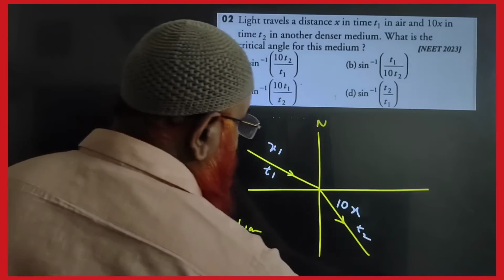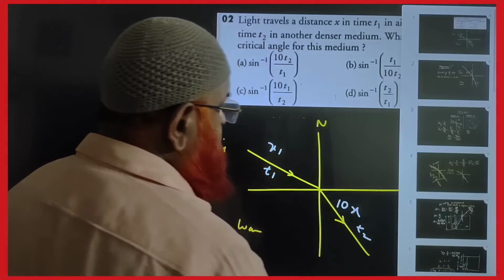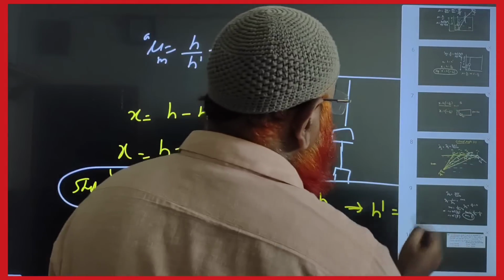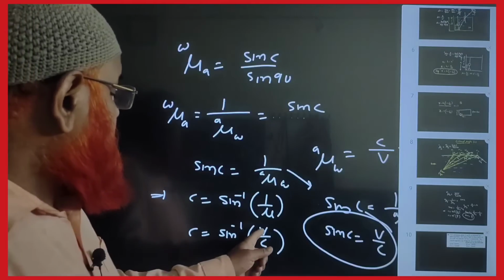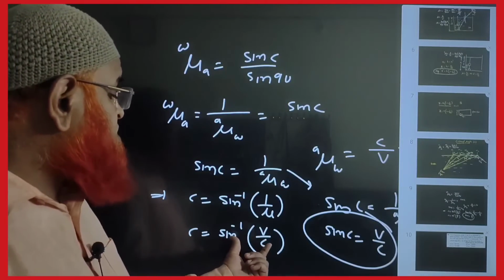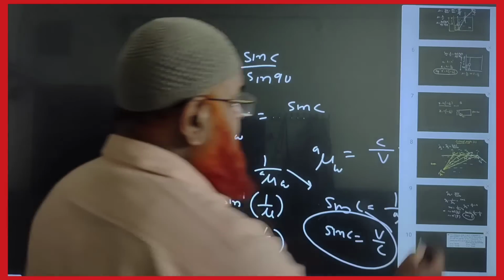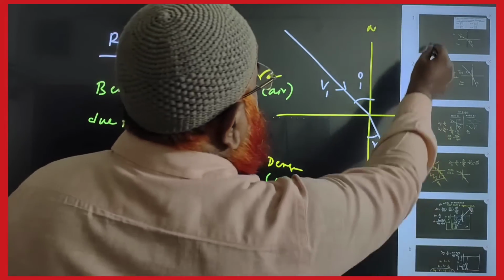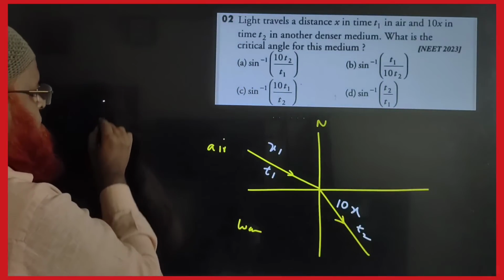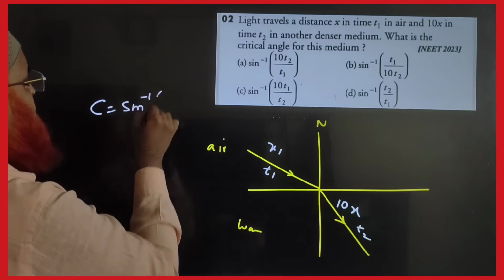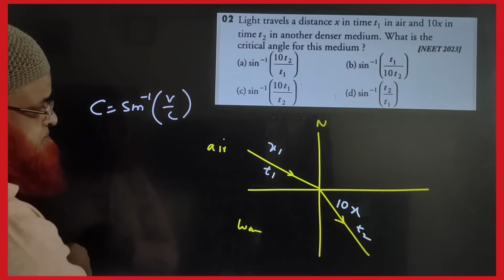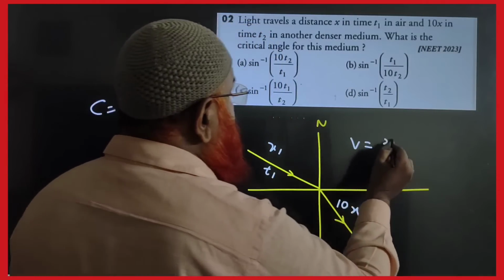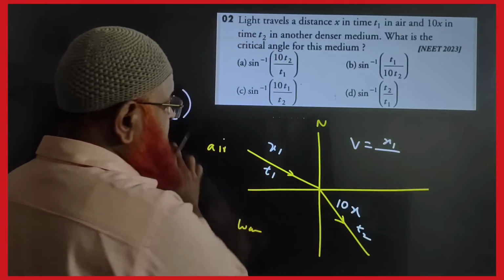What is the formula of critical angle? Just now I told you. C is equal to sine inverse of V by C. So what am I going to get now? What is the meaning of V? V means distance by time. V means the medium now, water.